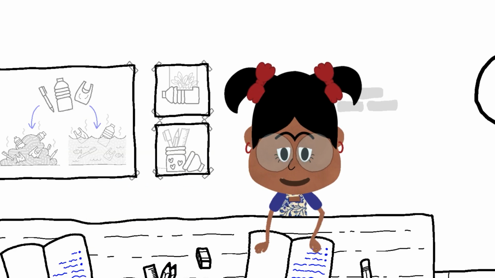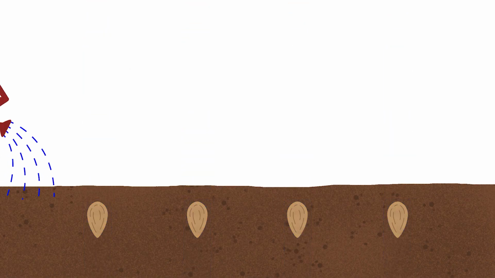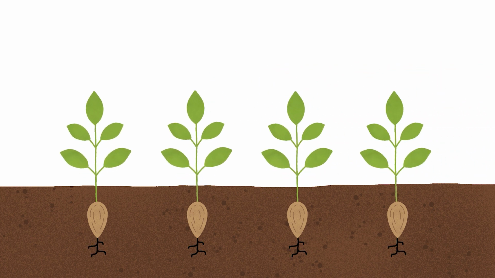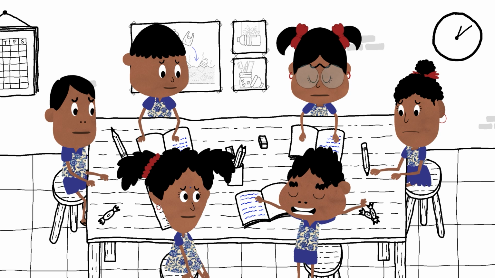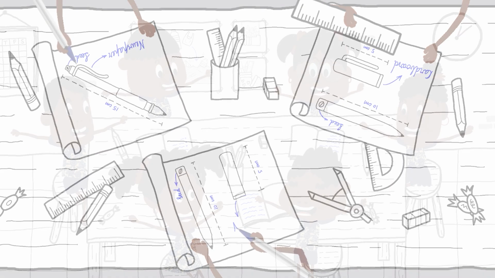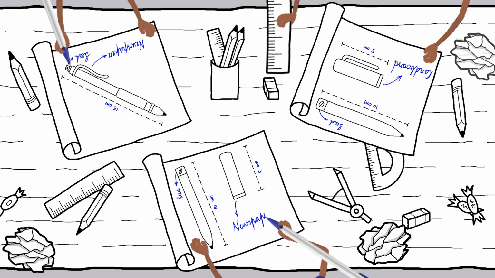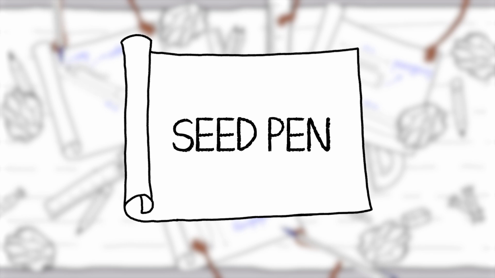"Hey, that gave me another idea. If we put a seed in the pen, we can use it to grow trees when we are done using them." "Wow!" "Great!" Yay! Aisha and her friends came together and made multiple designs for the biodegradable pen. They decided to name it Seed Pen.